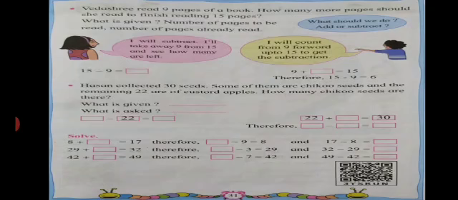What shall we do? We have to subtract. So, we have to subtract 30 minus 22. So, the answer we get is 8. So, there are 8 chiku seeds. Therefore, 30 minus 8 is equal to 22. 22 plus 8 is equal to 30.